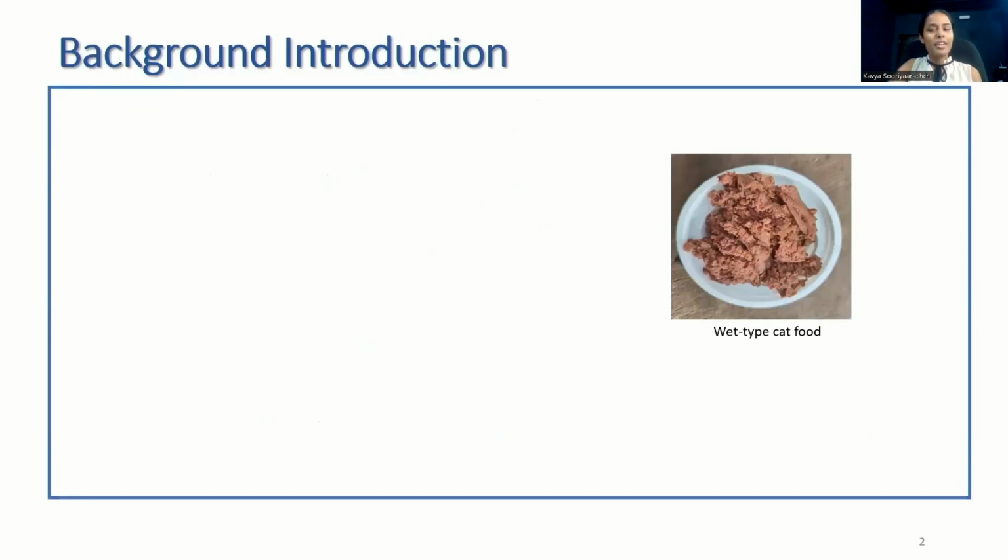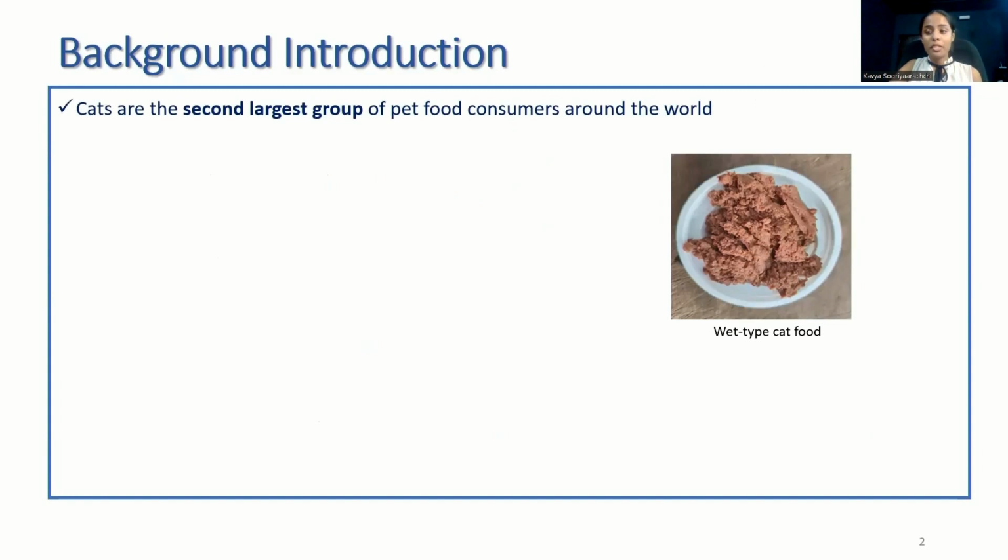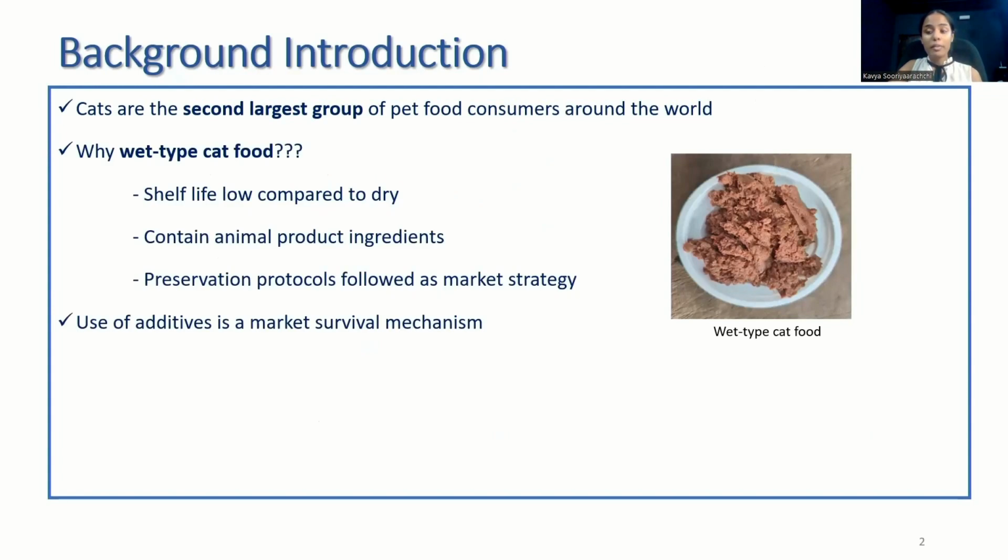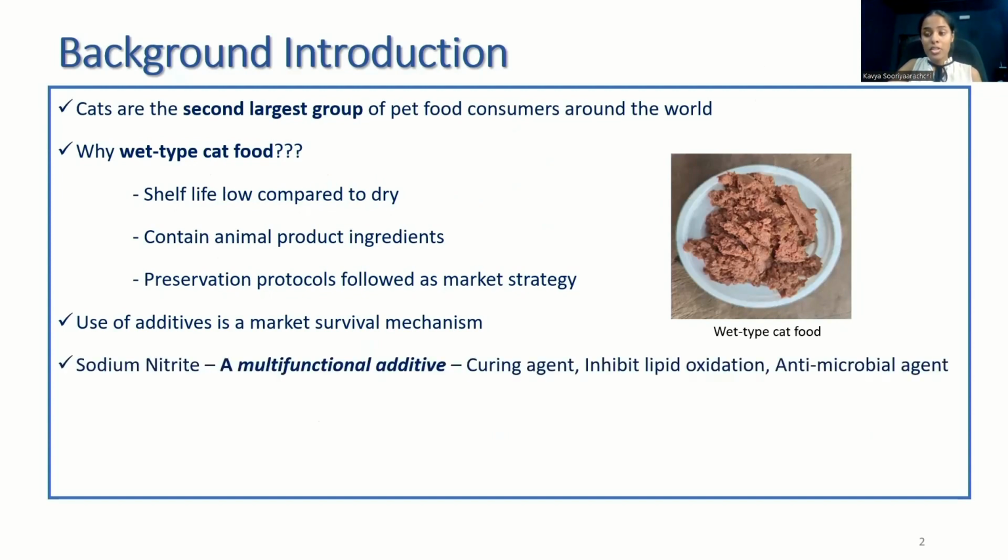So if we were to first understand why this research is important, cats have now become the second largest pet food consumers around the world, second only to dogs. And out of all those, wet type cat food has a low shelf life because of containing raw animal product ingredients, and therefore they require additives and preservatives to extend life. Sodium nitrite, a multifunctional additive, is the most commonly used additive for this purpose.